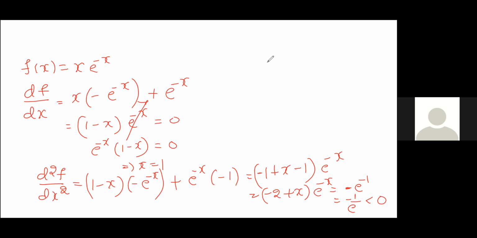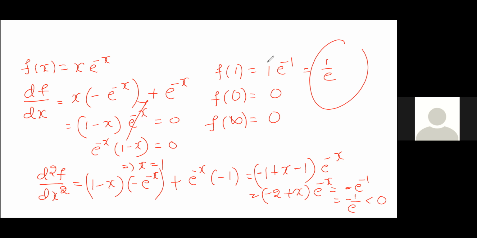Less than 0 means the function will attain its maximum. Now find f of 1. f of 1 equals 1 into e raised to minus 1, that is 1 by e. At the end points, f of 0 equals 0, and f of infinity, e power minus infinity, also will be 0. So the maximum value is 1 by e. Is it clear, students? Yes, sir.